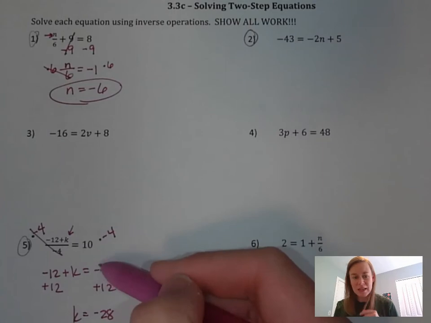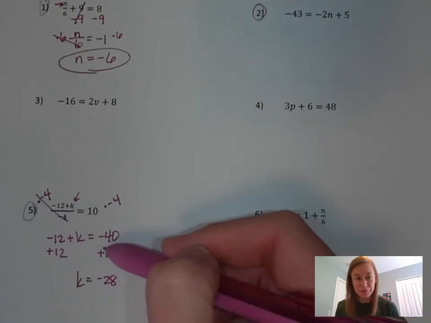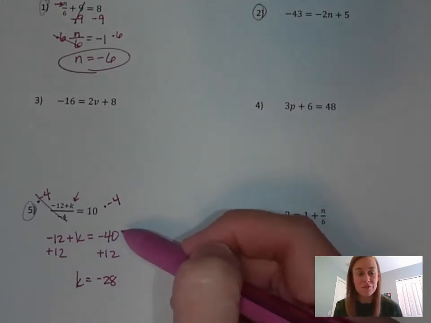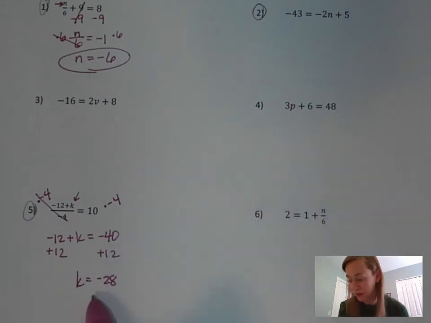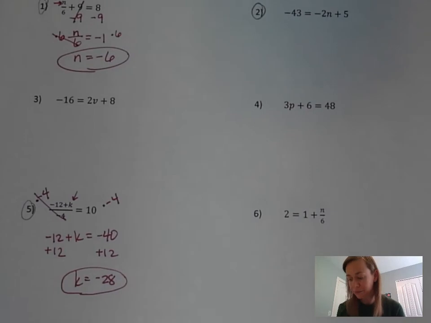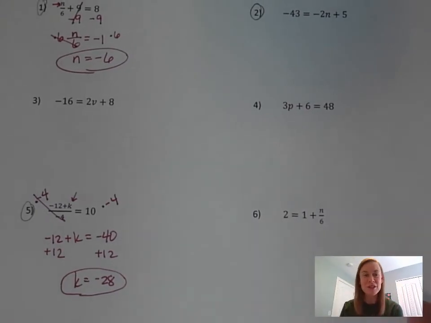Remember, when you have different signs on the numbers, you have to subtract them. And make sure you keep the sign from the larger number, which in this case is 40. So we're keeping that negative, and that gave me a negative 28 equals k. Did you get that one? Okay, good. Let's go on to number 2 now.